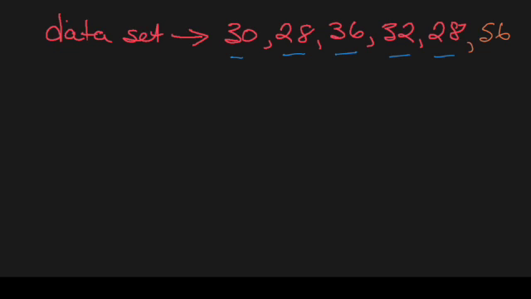So if we take a look at this data set, the first 5 numbers are all pretty consistent, within a few digits of each other. And then all of a sudden we have a number 56 here that is much larger than the rest of our data set. And this is what we call an outlier. An outlier is a number in our data set that is either much larger or much smaller than the rest of our data set.